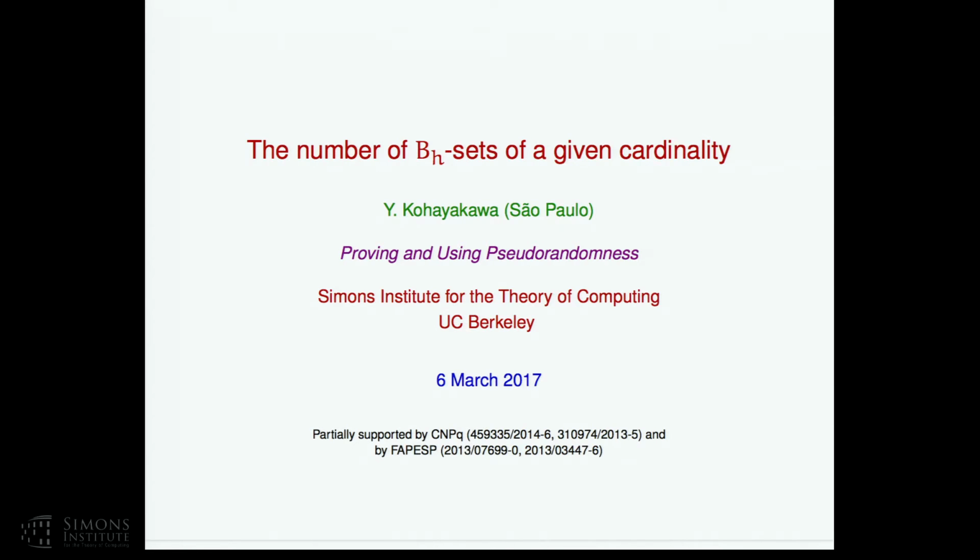I was going to read "Proving and Using Pseudorandomness." That's true. But it's actually the number of BH sets of a given cardinality. Thank you very much, Jack. Thank you very much to everyone for being here. Thank you very much to the organizers for inviting me and letting me speak.